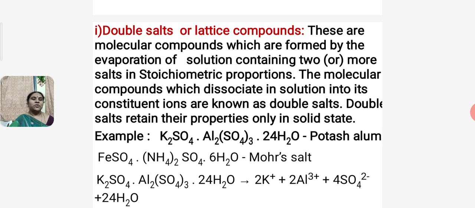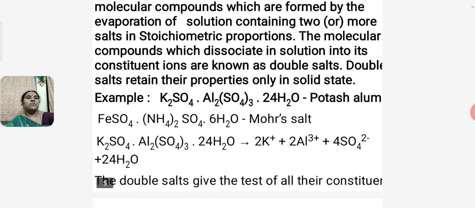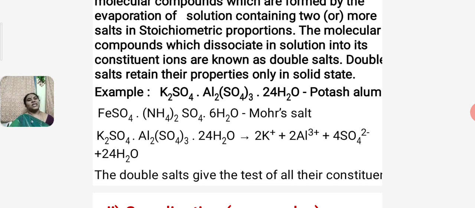Double salts retain their properties in solid state. For example, potash alum and Mohr's salt are double salts. Potash alum is K2SO4, Al2(SO4)3, 24H2O. Mohr's salt formula is FeSO4, (NH4)2SO4, 6H2O. When potash alum is dissolved in water, it produces K plus ions, Al3 plus ions and sulfate ions. And when you perform tests for K plus ion, Al3 plus ion, sulfate ions, they give their confirmatory tests.